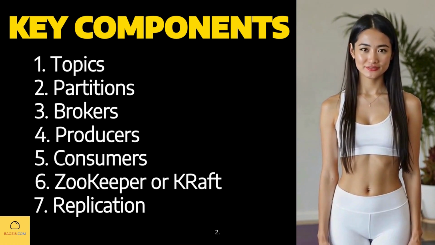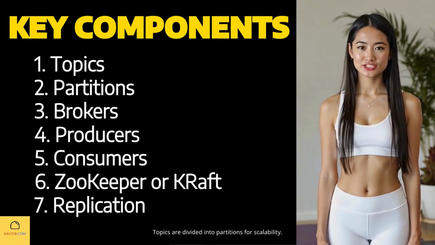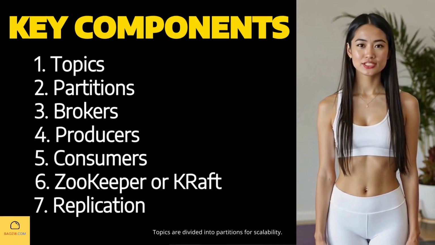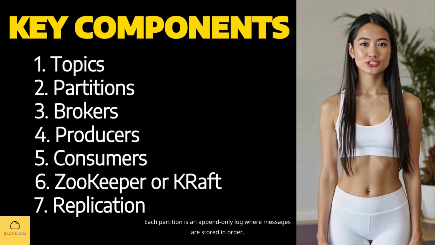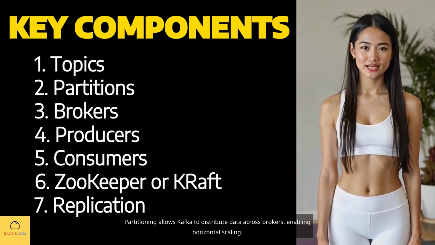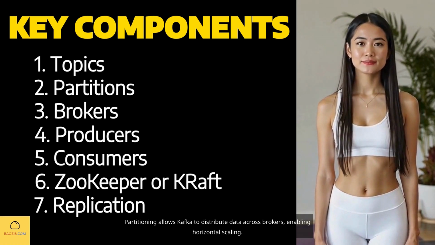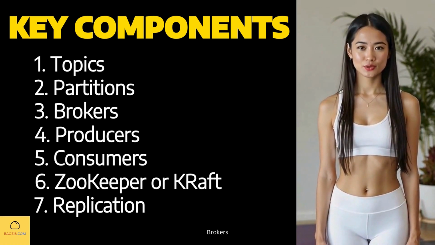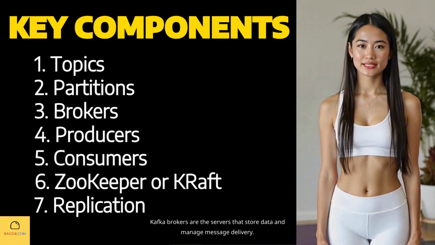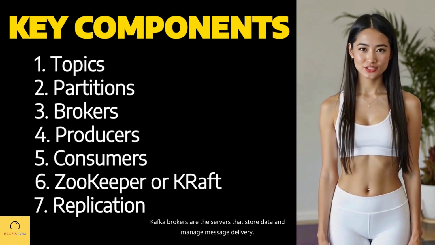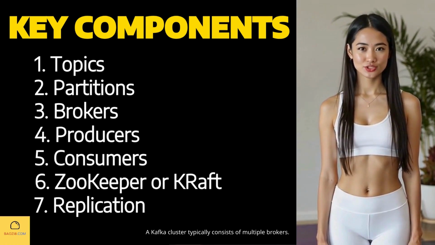2. Partitions. Topics are divided into partitions for scalability. Each partition is an append-only log where messages are stored in order. Partitioning allows Kafka to distribute data across brokers, enabling horizontal scaling. 3. Brokers. Kafka brokers are the servers that store data and manage message delivery. A Kafka cluster typically consists of multiple brokers.